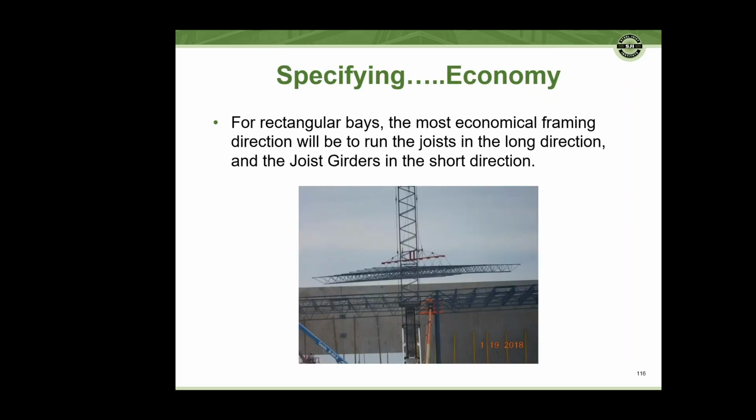A note about rectangular bays. The most economical framing direction is going to be to run the joist in the long direction and span the girders in the shorter direction. This picture isn't really specific to rectangular bays, but it's kind of interesting. It shows an apparatus there and joist being erected, panelized erection where an assembly was made on the ground and then lifted up.